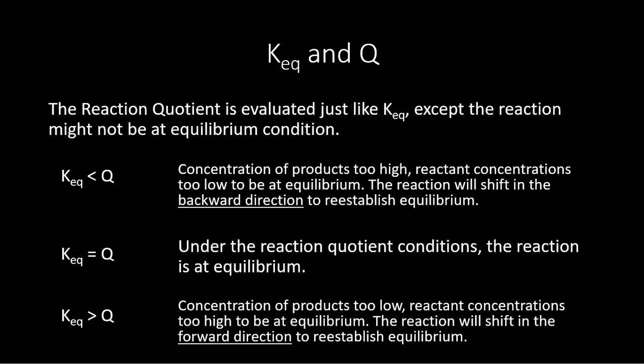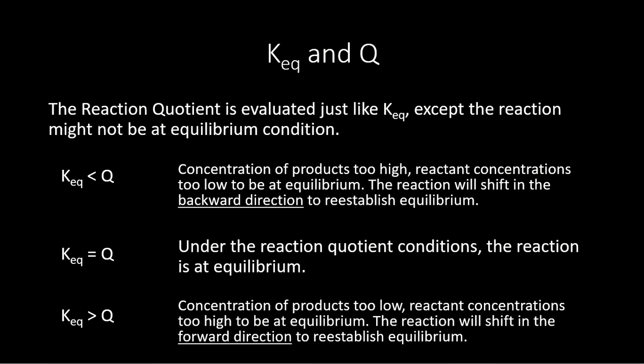So essentially, just re-looking at this slide. If you have conditions that you don't know for sure are at equilibrium, essentially what you're going to solve for is the reaction quotient. It's the same exact thing: whatever products and reactants and their respective stoichiometric exponents you needed to solve for KEQ, you're just going to do the same thing for the reaction quotient Q.